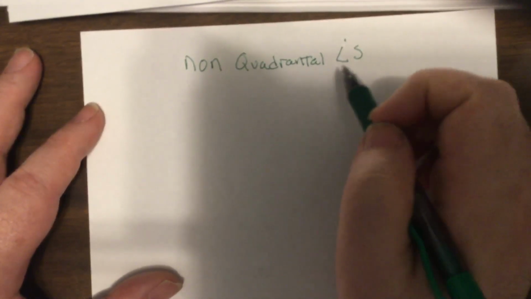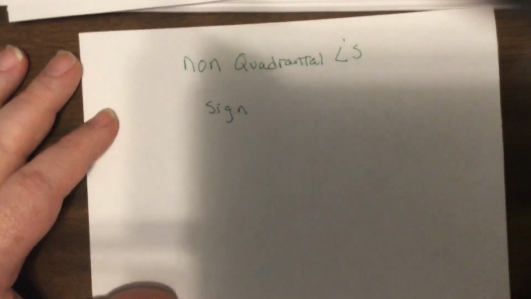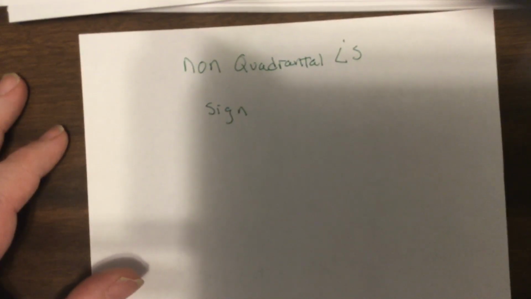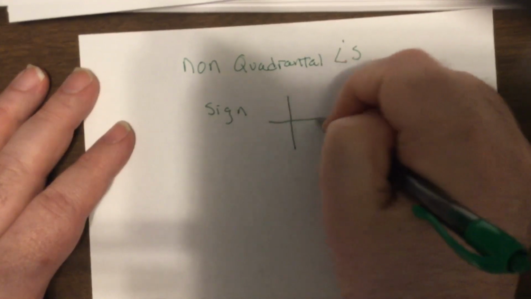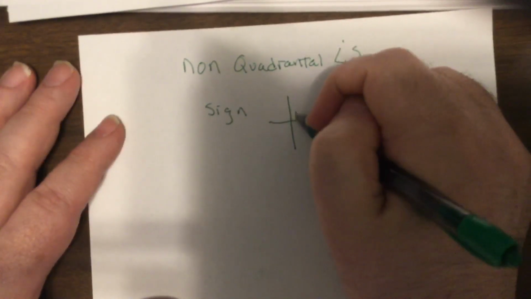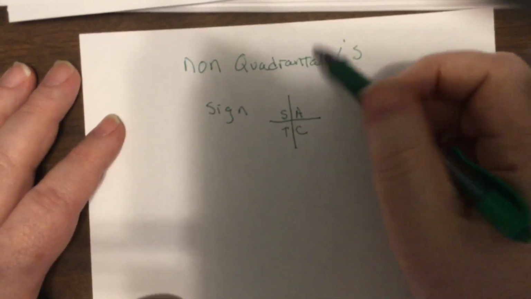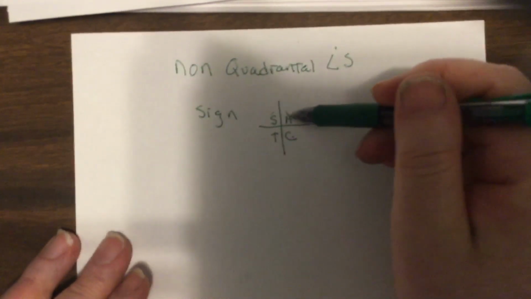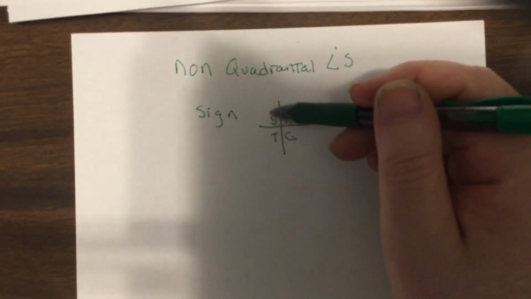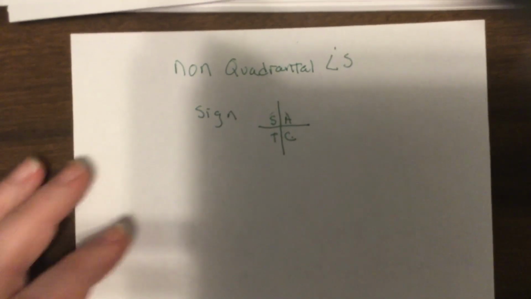Now, non-quadrantal angles, how do you find them? Well, the first thing you do is you have to find the sign of the trig function with the angle that's given. Now, we've gone over this in class a lot, so just remember, it's all students take classes, or all students take calculus. So they're all positive in the first, sine is positive in the second, tangent in the third, cosine in the fourth.